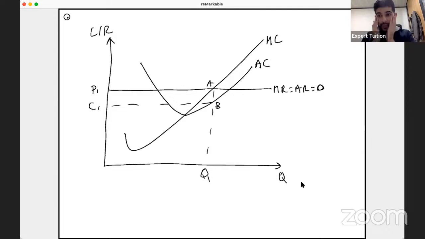Yeah? Okay. Allocative efficiency, as hopefully you all know, is where marginal cost is equal to AR. Same as saying, by the way, MC is equal to the price. Yeah?